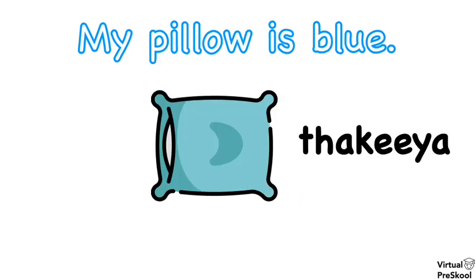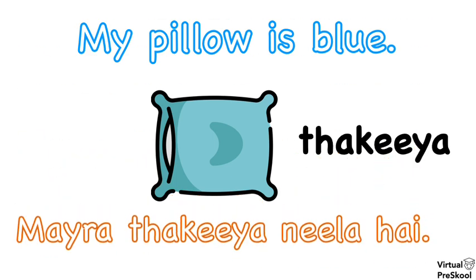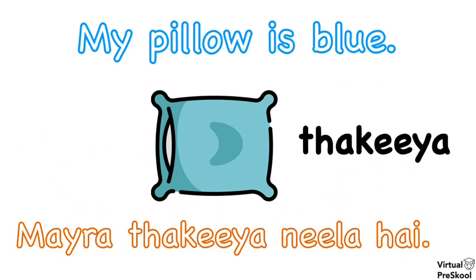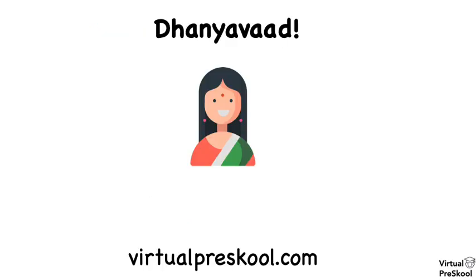Okay, my pillow is blue. Pillow is takiya and it is a pull noun. So my pillow is blue is mera takiya neela hai. And again, because takiya is a pull noun, we use the pull my, mera, and the pull blue, neela.